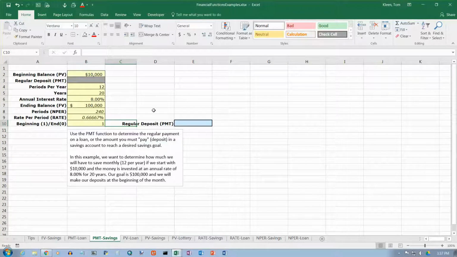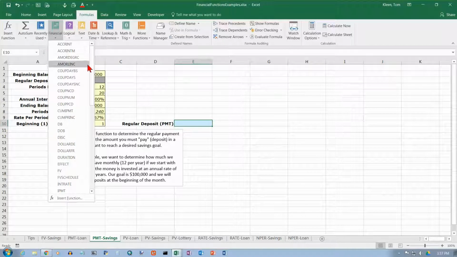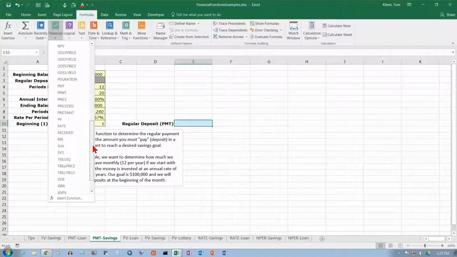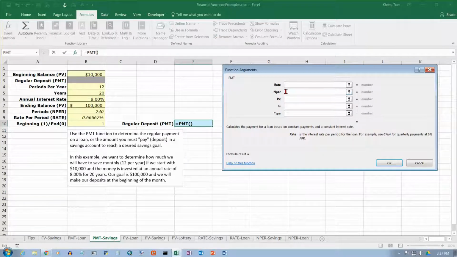Okay, so now let's go over here to the payment function, and as usual we'll go to our formulas tab, we'll go to the financial group, and we'll scroll down to the P's, and there's the PMT function. The rate is always going to be the rate per period. Do not click on the annual rate. So this is our rate per period. The number of periods is going to be 240. Make sure you get 240 over here.